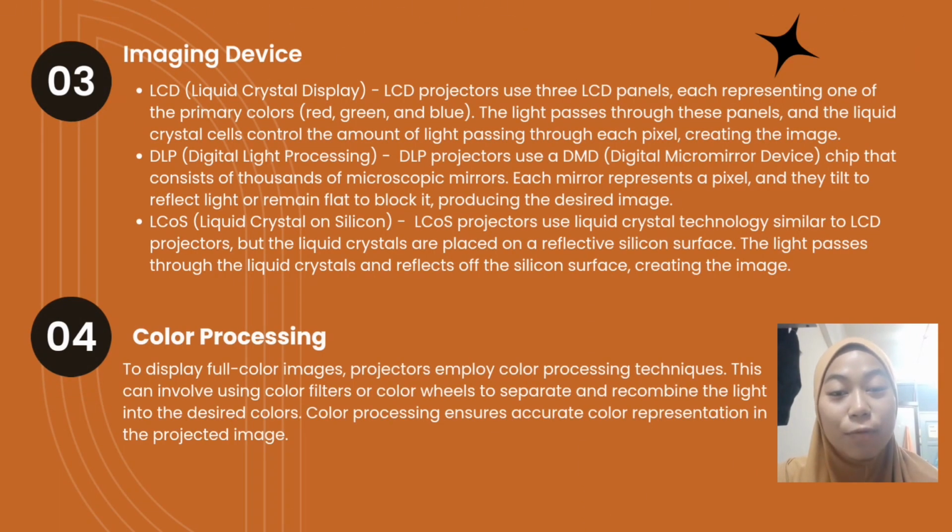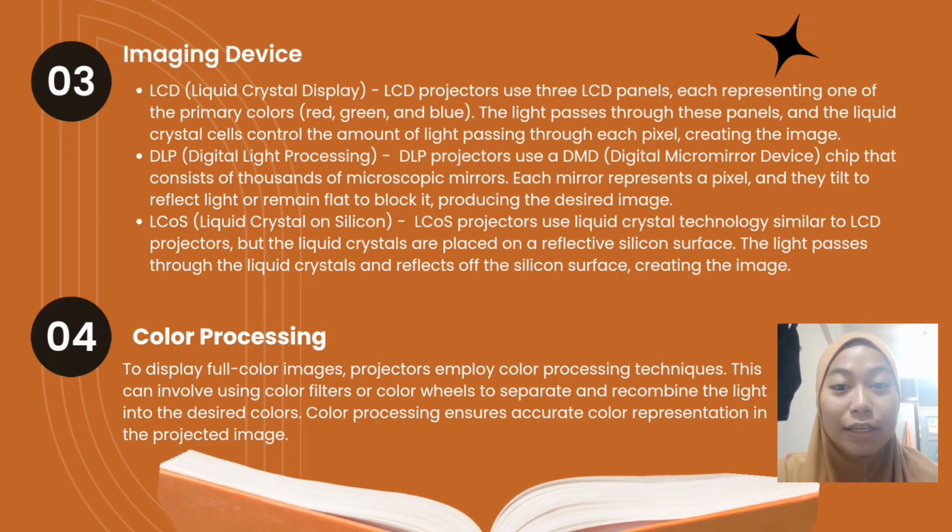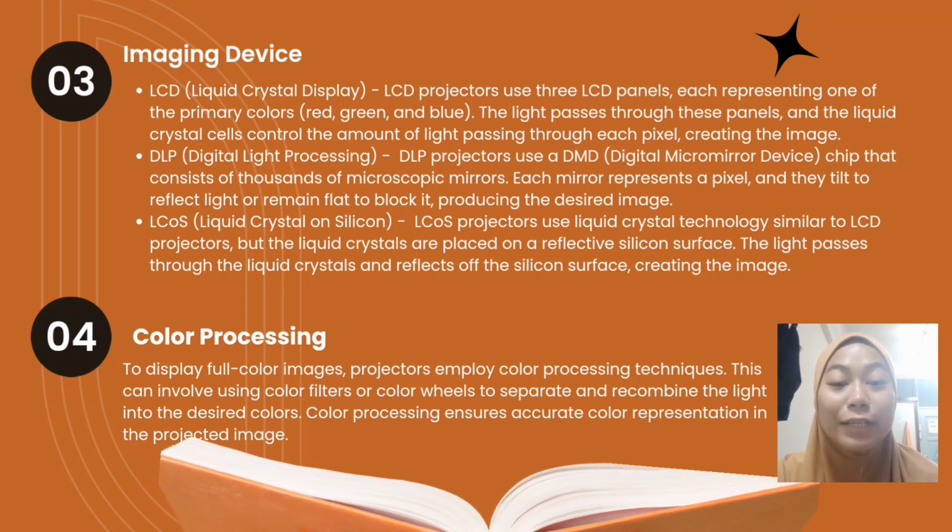Next, we have the imaging device. This main component consists of 3 other components: LCD, liquid crystal display; DLP, digital light processing; and the last is LCoS, which is liquid crystal on silicon. And next is color processing, which is to display a full color image. It can involve using color filters or color wheels to separate and recombine the light into the desired color.